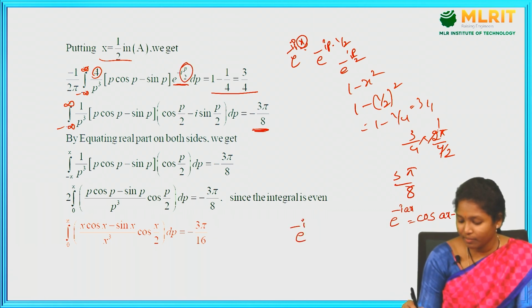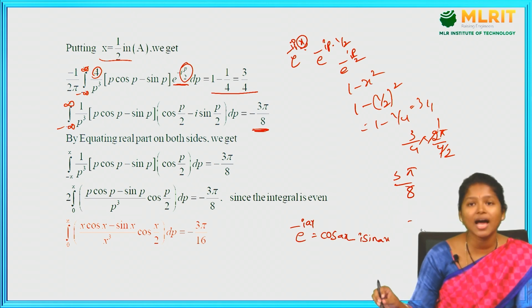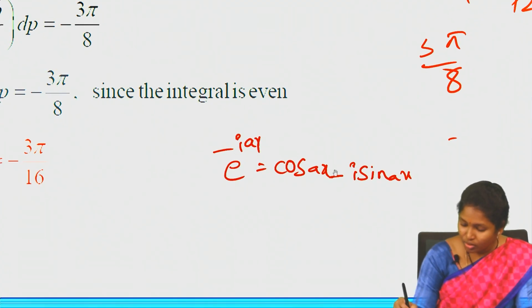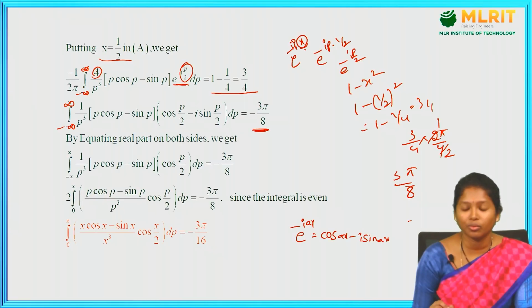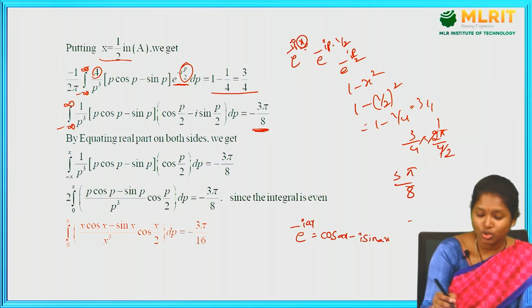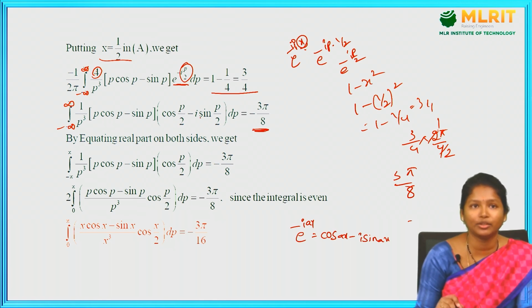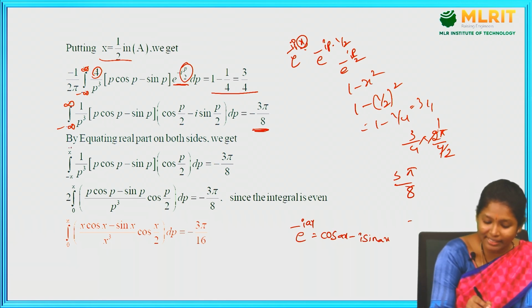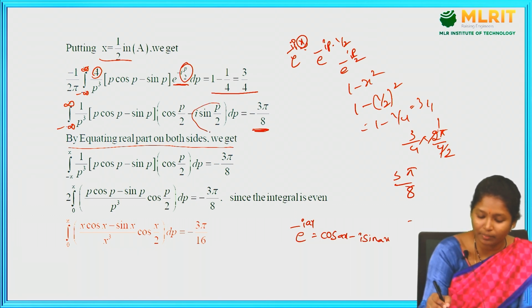So e power minus iax equals cos ax minus i sin ax. In the place of x, we are substituting p by 2. So we will get cos p by 2 minus i sin p by 2 dp. By equating real parts of both sides, only we are equating the real parts, meaning the imaginary part will be eliminated.